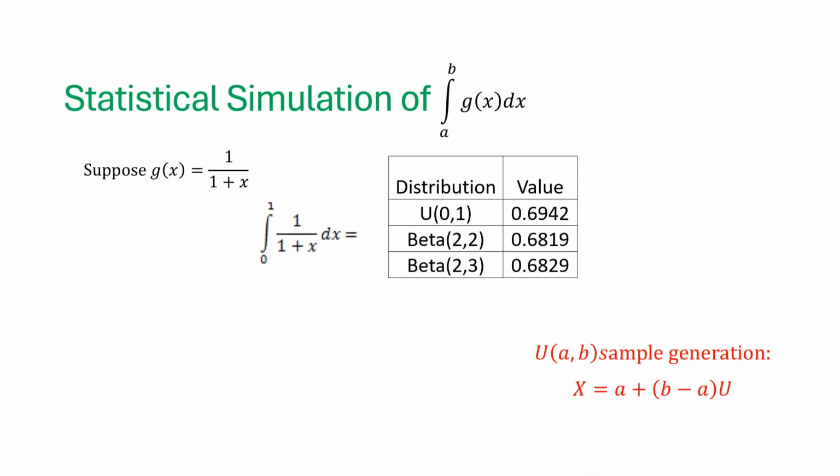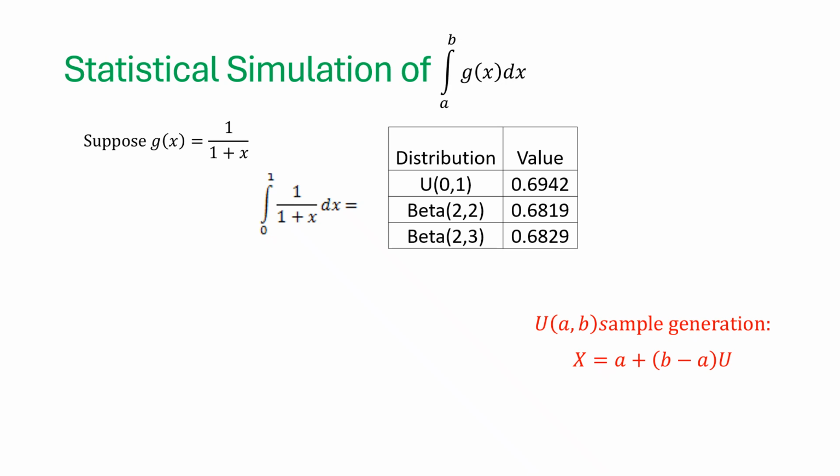Let us look at the simulation of the integral from a to b of g of x dx, where g of x is 1 by 1 plus x. We have already done it using mathematical integration, and we got values approximated to 0.69 something. Here I have used f of x using the same principle as shown in the previous slide. The integral is expressed as g of x into f of x, where f of x we are assuming as U(0,1). In that case, I am getting the value 0.6942.